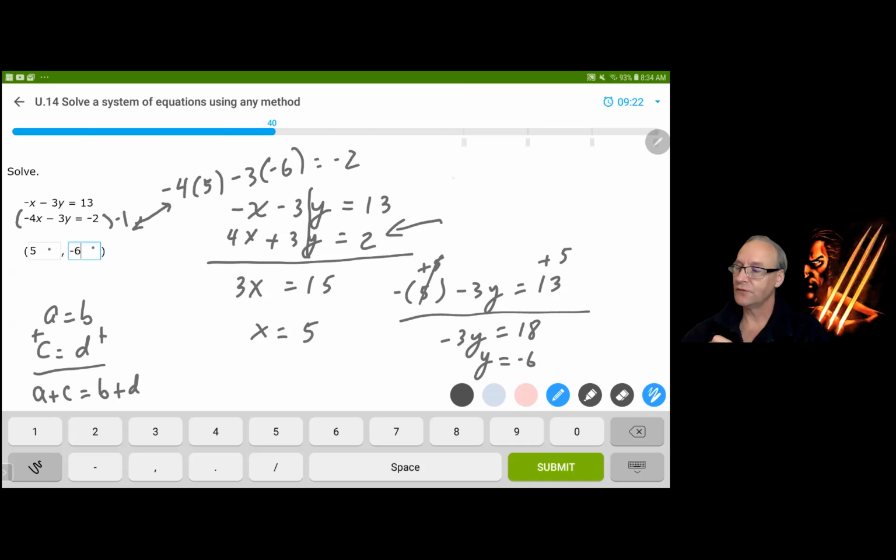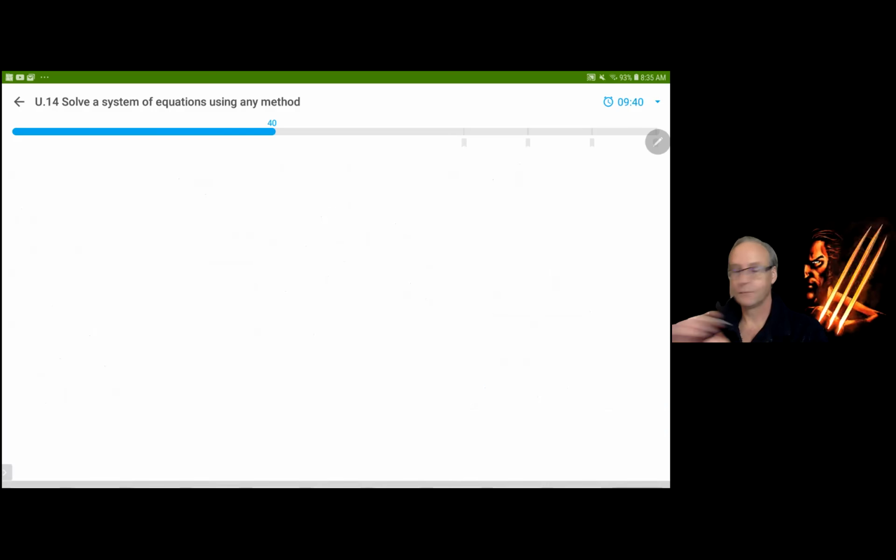And this is negative 20 plus 18. Sorry, I had to go over here. Equals negative 2. This is right here. And that's true. So my solution is correct. Your solution has to be true for both equations.